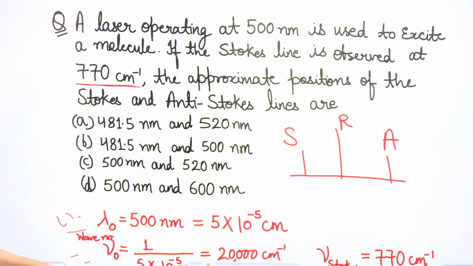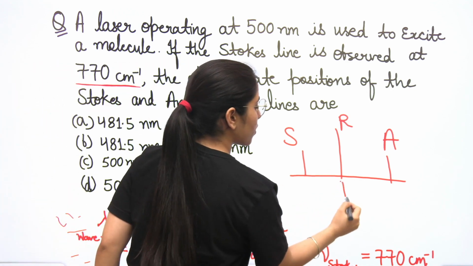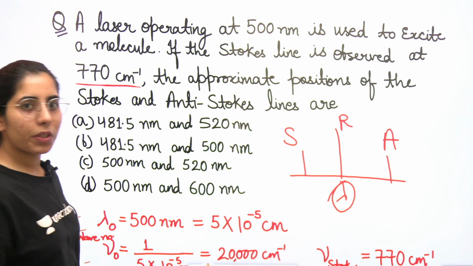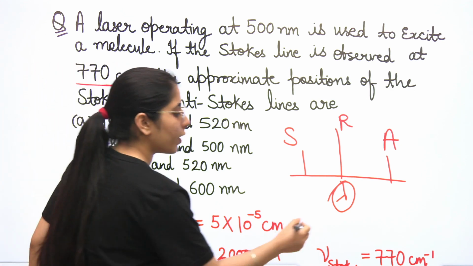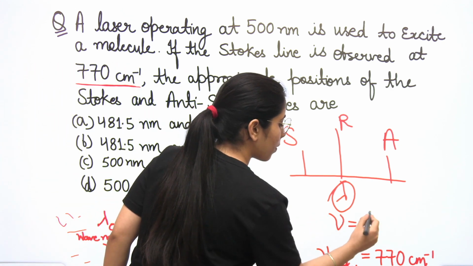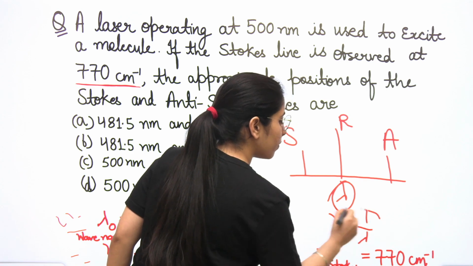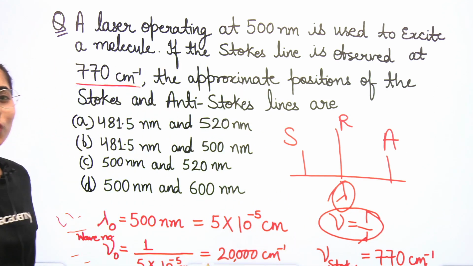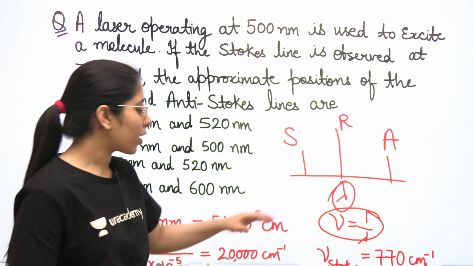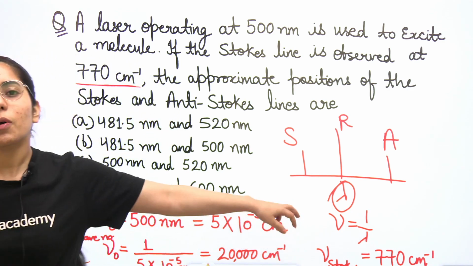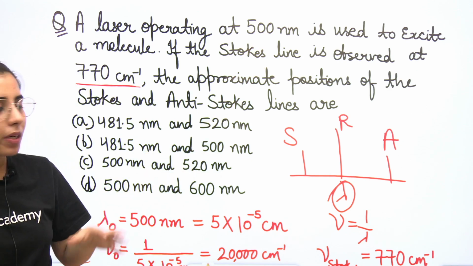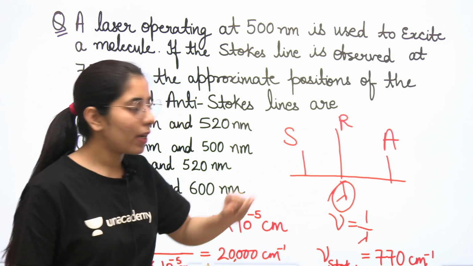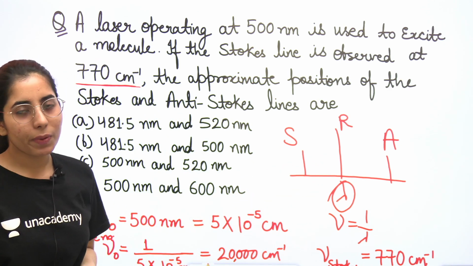Clear? Now the point is, when you know the lambda of this Rayleigh line, can you find its wave number? Yes. How? Because we know wave number is 1 upon lambda. I am going to show the wave number with this symbol. You can call it nu, you can call it v, but you should know what I am talking about right now: the wave number. So will it be possible for you to get the wave number corresponding to the Rayleigh line? I think yes, it will be simple and easy.